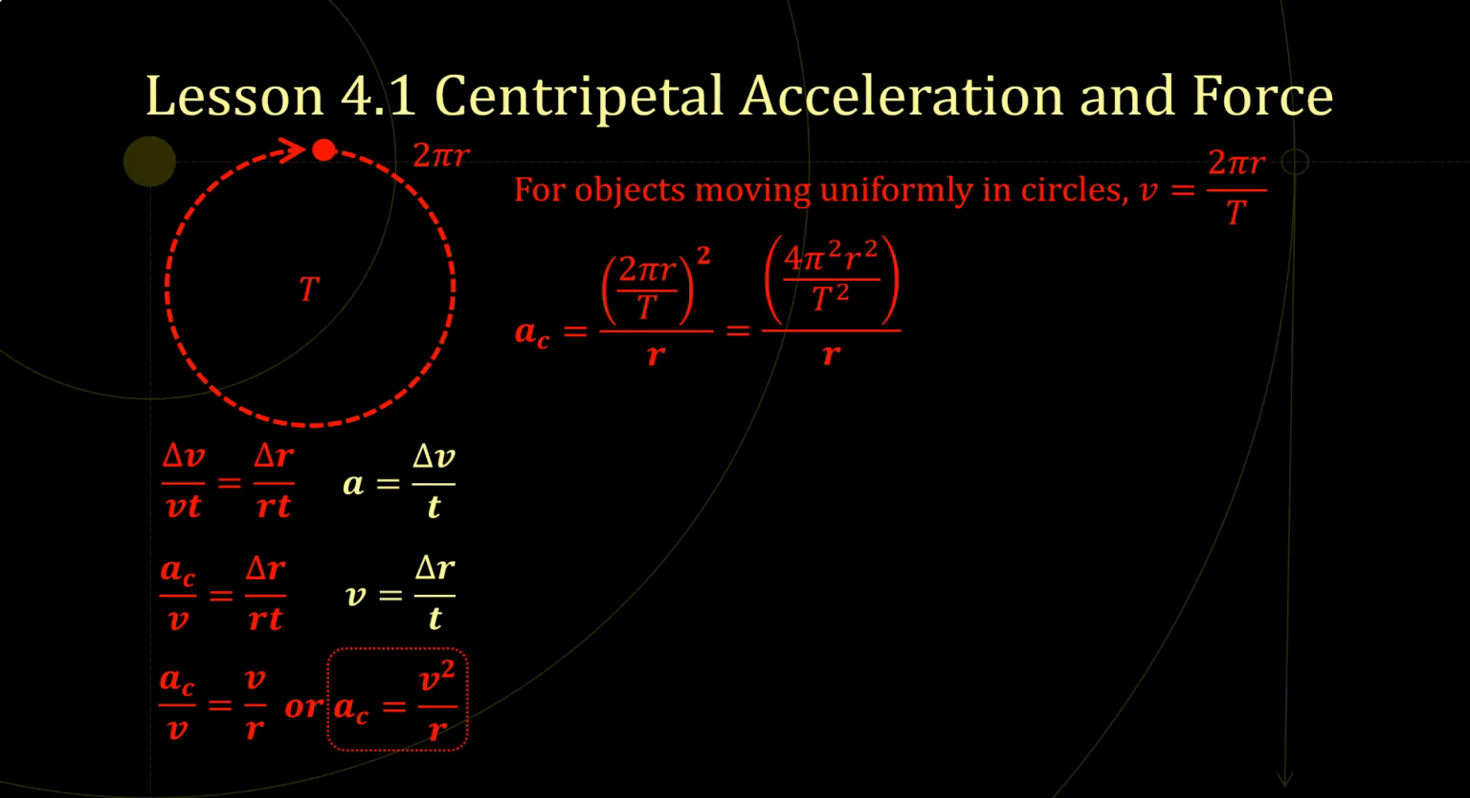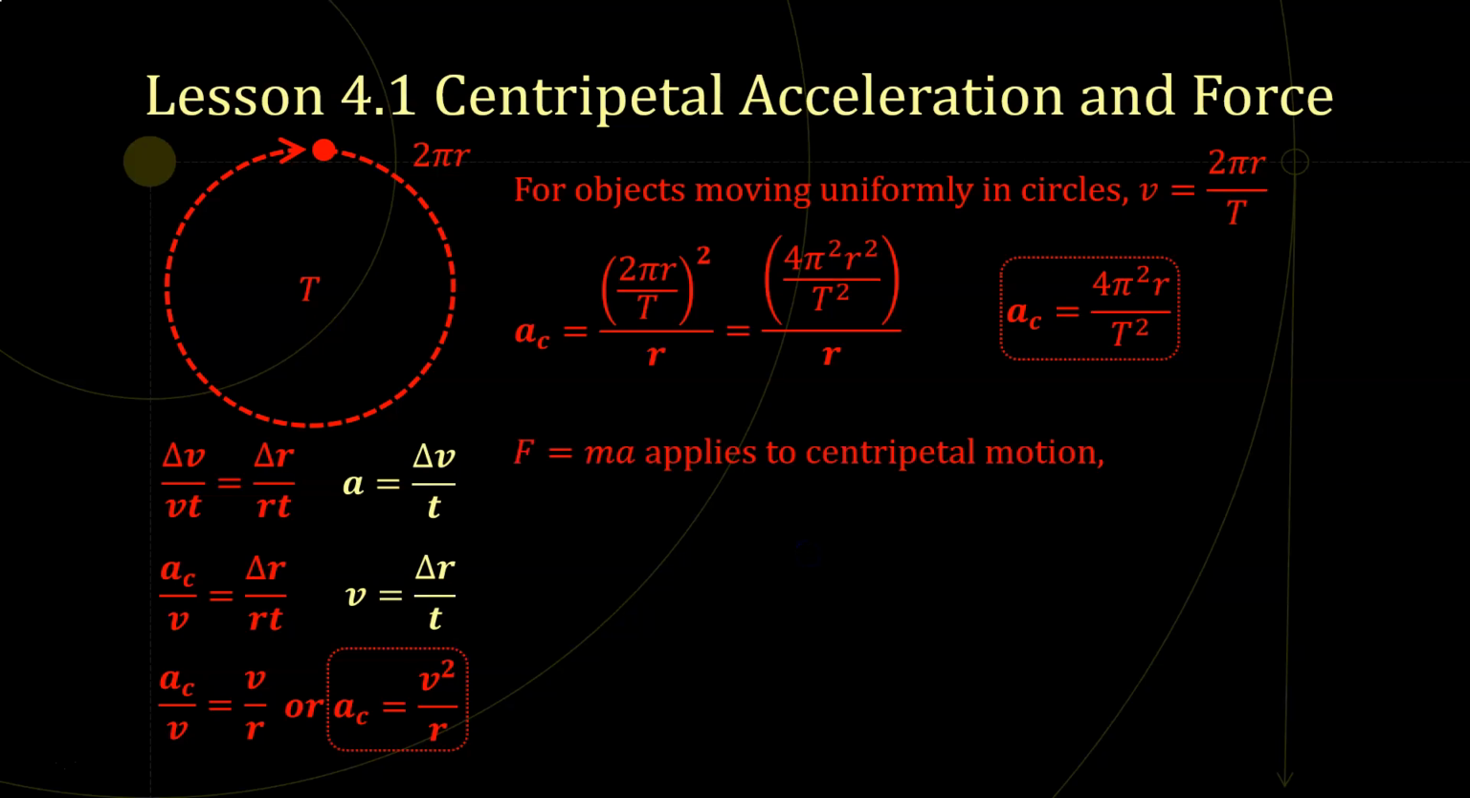I can make one further simplification to this because I have r squared in the numerator, r in the denominator. So that's going to cancel out one of the r's. And here is another expression for centripetal acceleration. Notice this one has the period instead of the velocity. So by just knowing how long it takes the object to make one complete revolution around the circle, I can calculate the centripetal acceleration. I have to know the radius as well, but it's 4 pi squared r over T squared. And that's another important equation for centripetal acceleration.